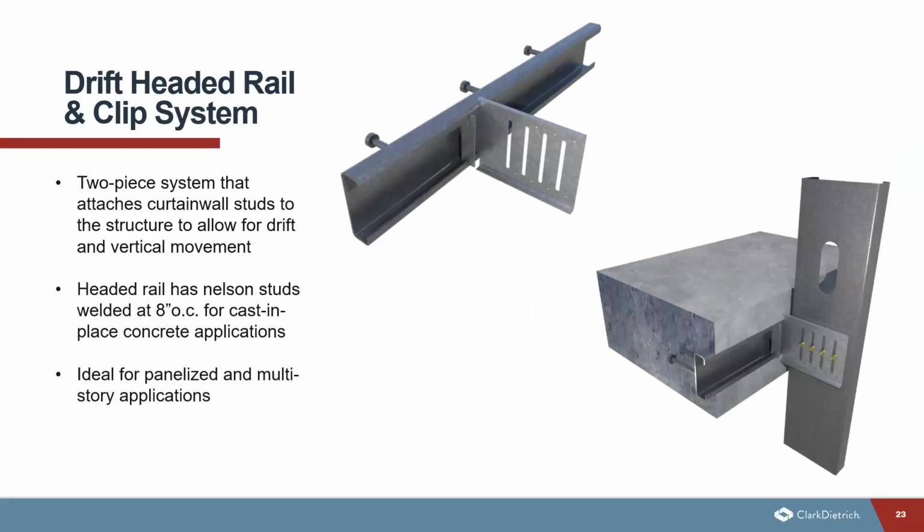And this one's going to be a bit similar to the drift rail clip system that we just saw. However, this one is the drift headed rail and clip system. So it's going to utilize that C-shaped drift headed rail and the Nelson studs. So the rail itself is installed in that actual concrete. And then the clips are, again, twisted into place and installed to the studs. Now this one's more ideal for panelized construction and multi-story applications.